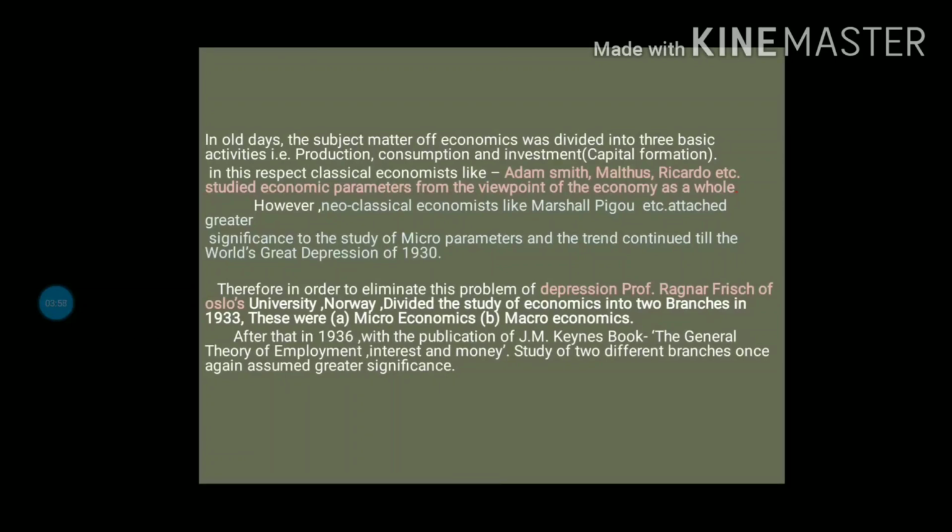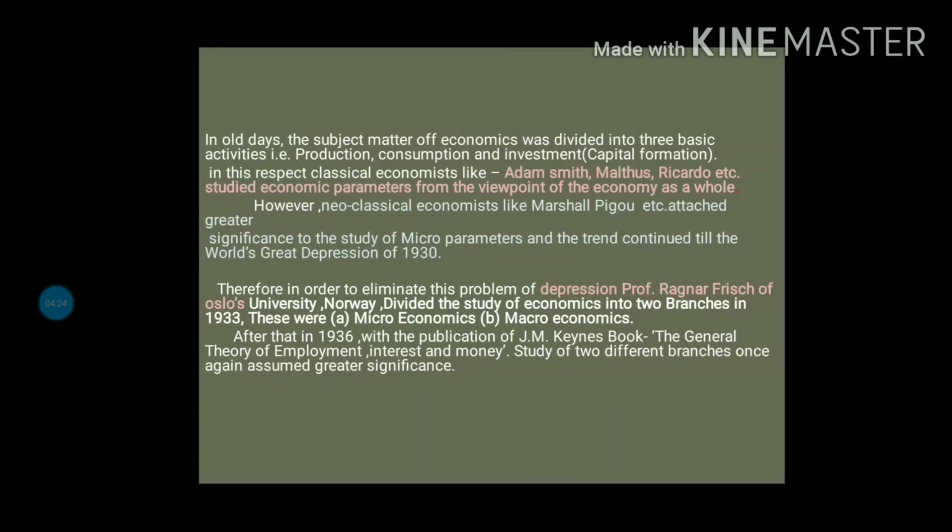This we will discuss. Therefore, in order to eliminate this problem of depression, Professor Ragnar Frisch of Oslo University in Norway, do remember, divided the study of economics into two branches in 1933. These were microeconomics and macroeconomics.